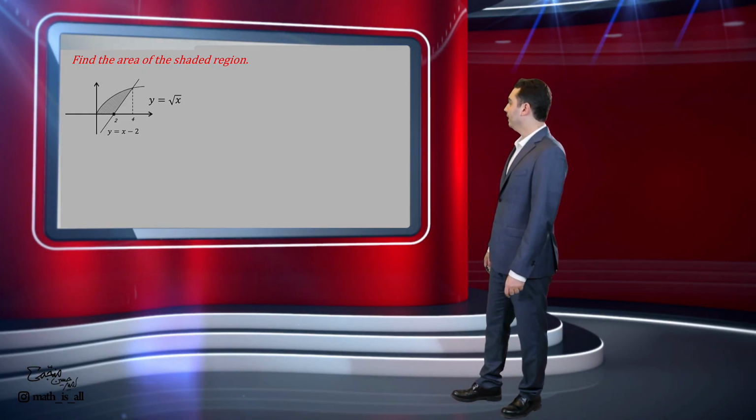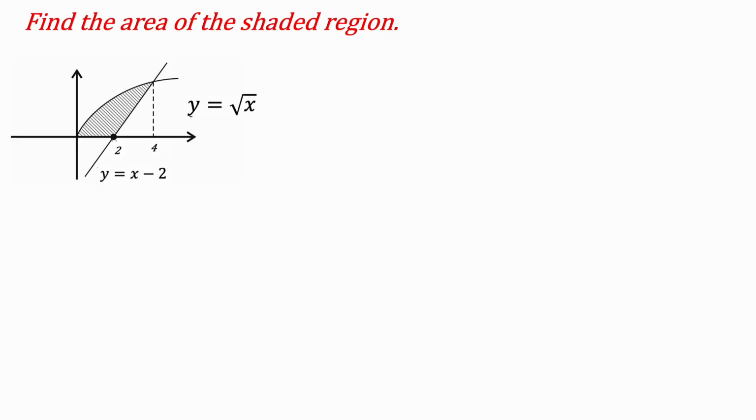This time we are given a specific figure. The problem itself gives us the shape, and our task is to find its enclosed area. What does this figure contain? It includes the square root of x function and also a straight line. I'll give you a moment to work on this. Then we can check our answers together.